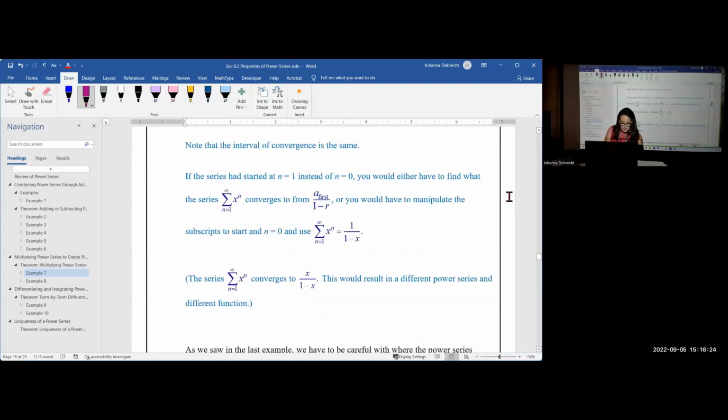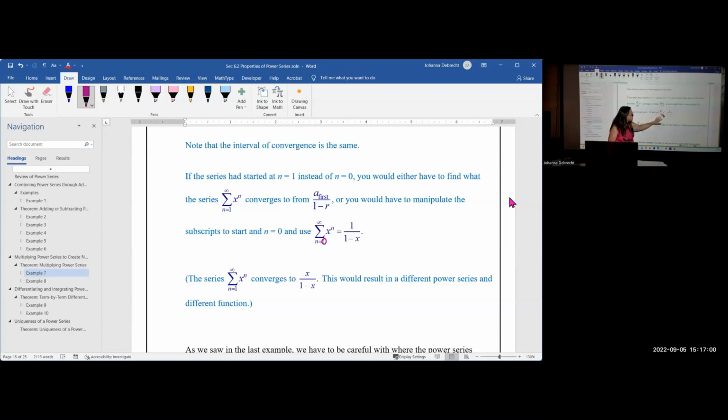Now, let's make a note of what would have happened had the series started at n equals 1 instead of at n equals 0. Then we would either have had to determine what the series x to the n converged to from a first over 1 minus r, and then use, oops, I've got a typo here. This should be the sum from n equals 0 of x to the n is 1 over 1 minus x. Or you would have to manipulate the subscripts to start at 0.